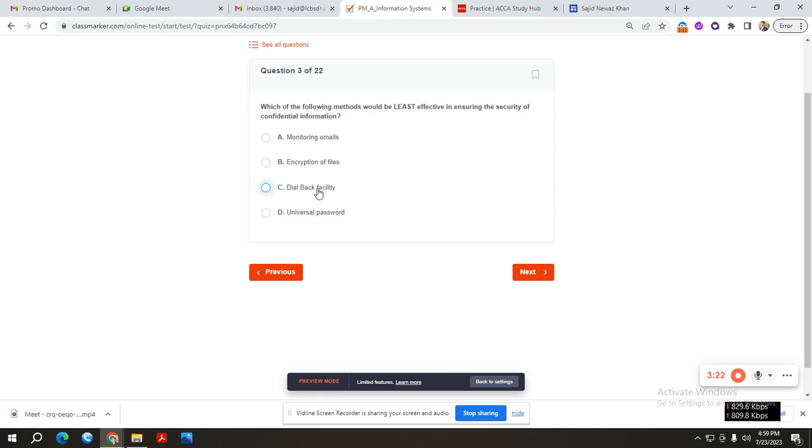Dial-back facility, maybe you guys have seen it. You want to log into something and then a message comes and then you have to say that yes it's you and then you get to log in. So this too is pretty effective in security of confidential information. Universal passport. So if you have a password যেটা সবার কাছে দেওয়া আছে, does that really ensure security of confidential information? It doesn't at all. So out of these four, this one is obviously the least effective. All right. Okay, let's go on to the next one.